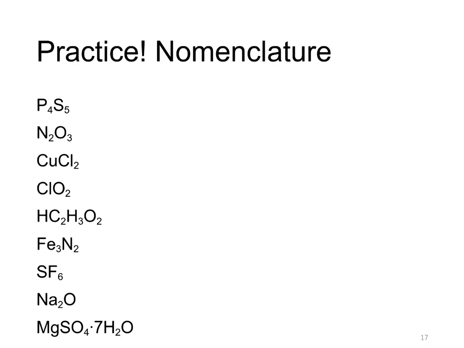Since there are 4 of the first element, we're going to say tetra, and then phosphorus. And in the second element, we have 5 of, so that's going to be penta. And that element is sulfur, but it's the second element, so it gets changed to sulfide. So first syllable, sulf, and then ide. So that's tetraphosphorus pentasulfide.